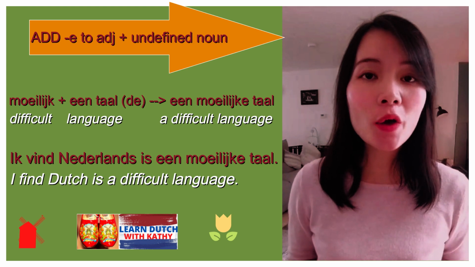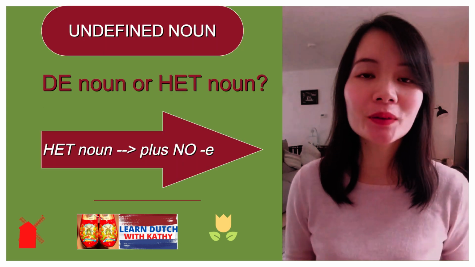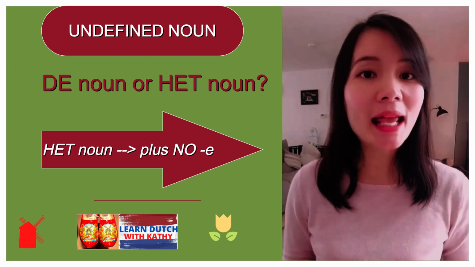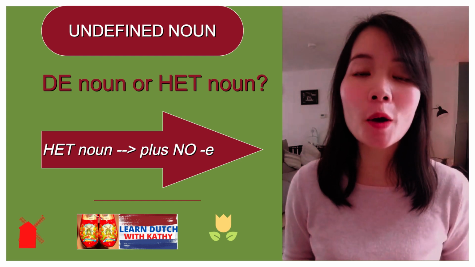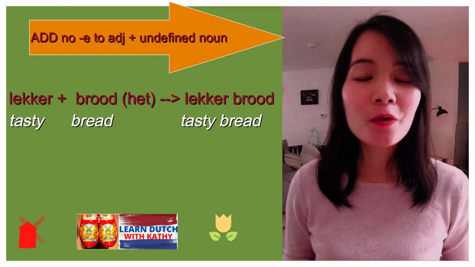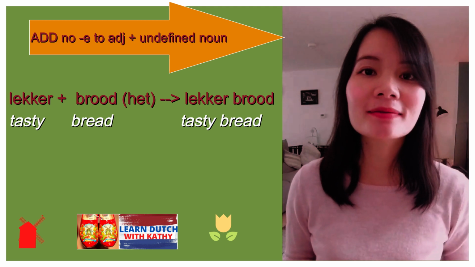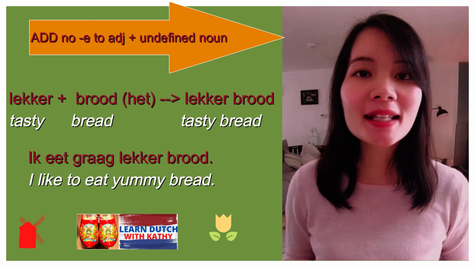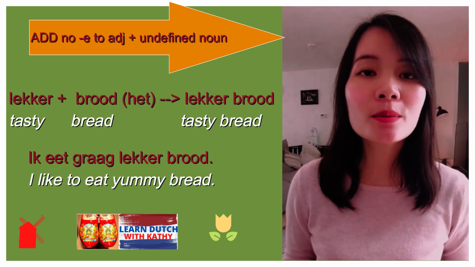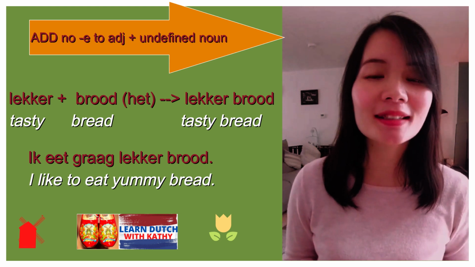And if the noun in a sentence is undefined and if it is a het noun, you just simply don't put anything at the end of the adjective. For example, we have adjective lekker and the noun het brood. Ik eet graag lekker brood. I'd like to eat yummy bread.